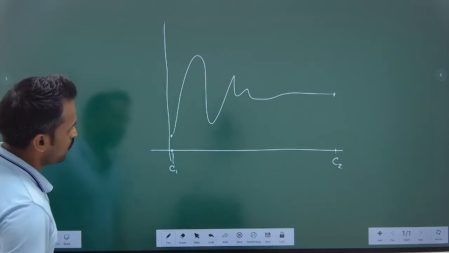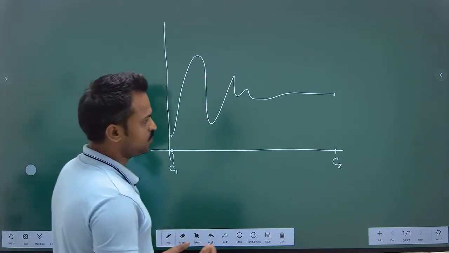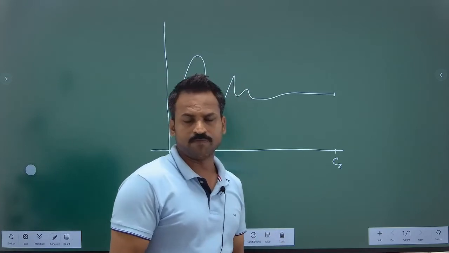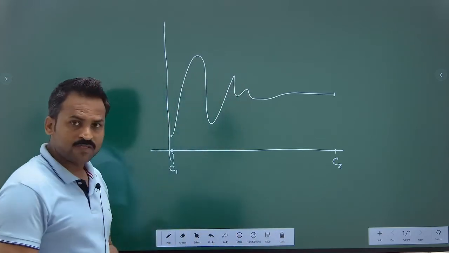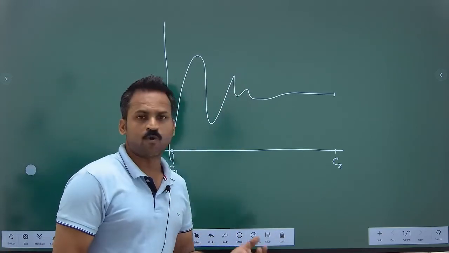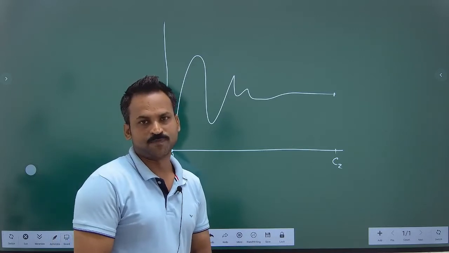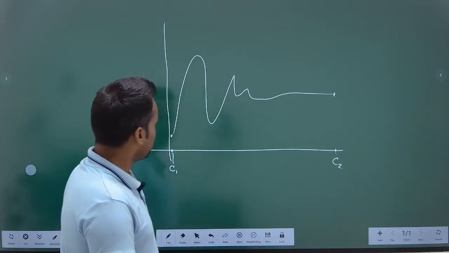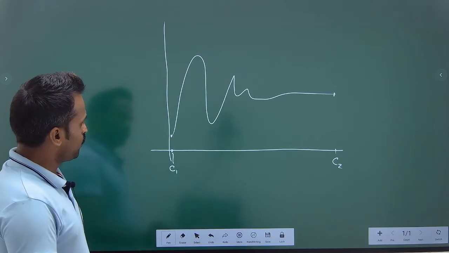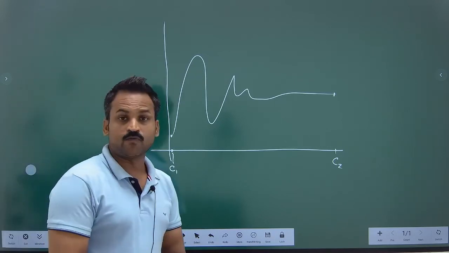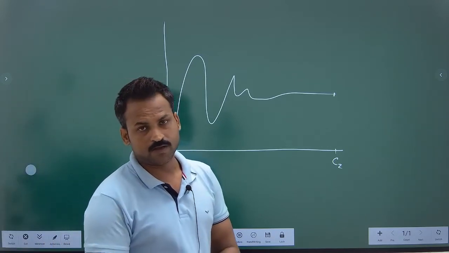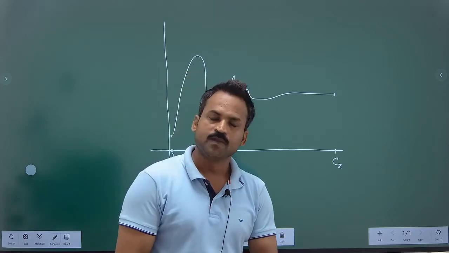Now see, there are so many ways to find out the maximum and minimum value of the function, as well as the point of maxima and point of minima of the function, right? Now, here a question arises: which one is the point of maxima and which one is the point of minima? It is so simple.